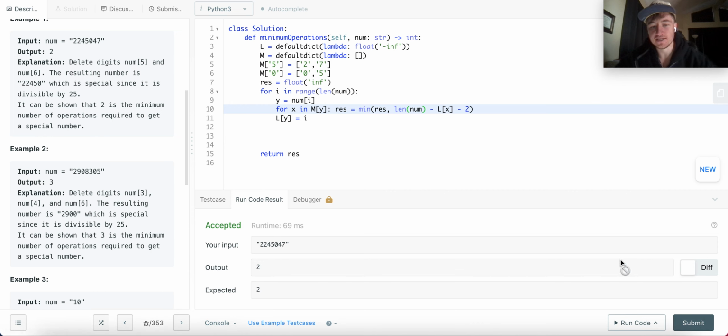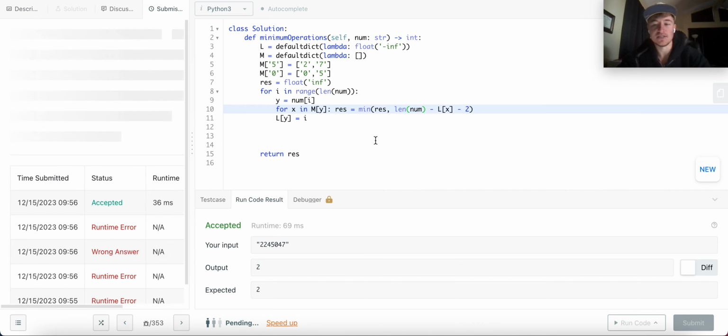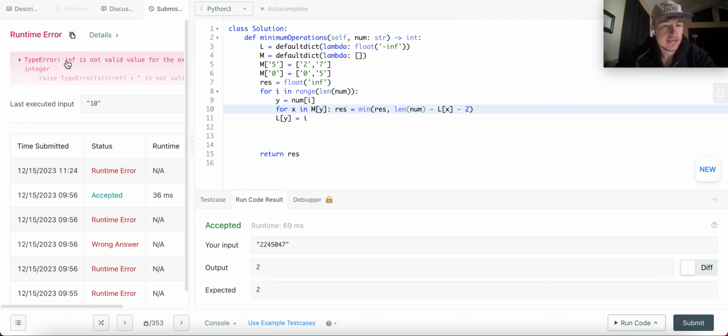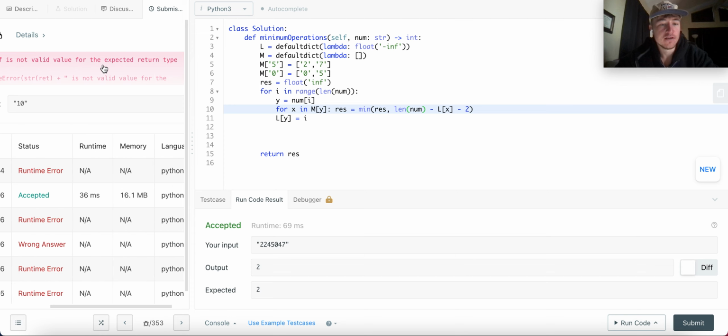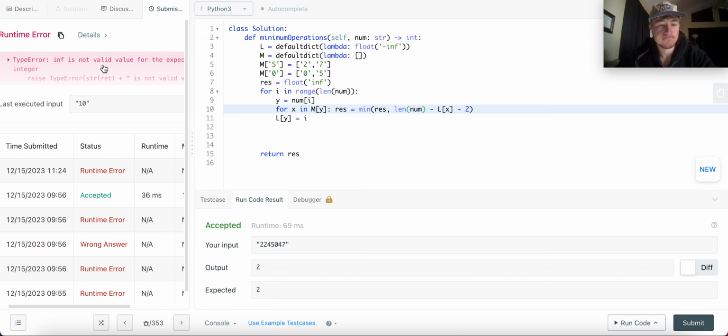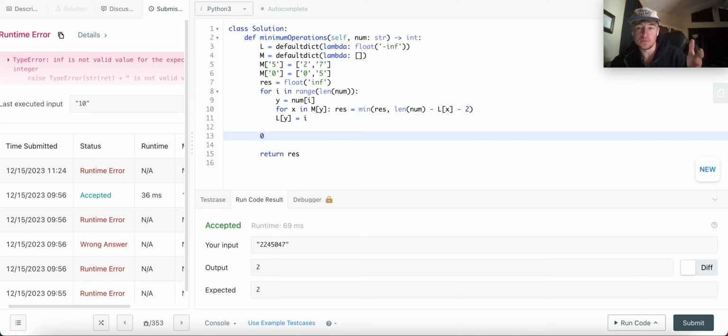All right, so let's submit this. It's going to be wrong, so let's start thinking about the edge cases here. All right. Infinite is not valid for the expected return type. Okay. Now this 10 is an interesting example because what happens with this 10 is, if you delete this 1, it becomes 0, but you don't have a 0 to match it with, right?